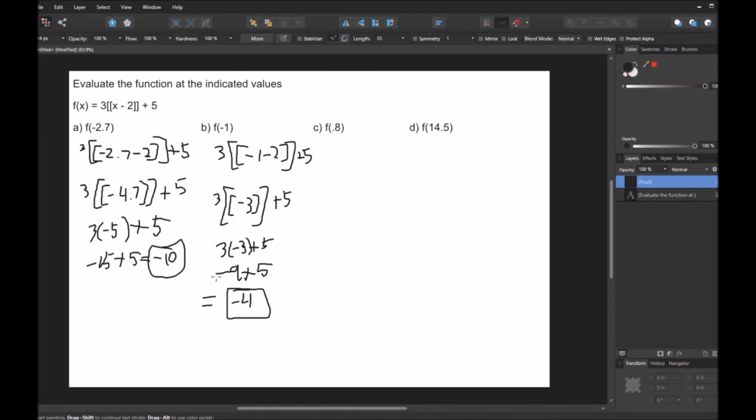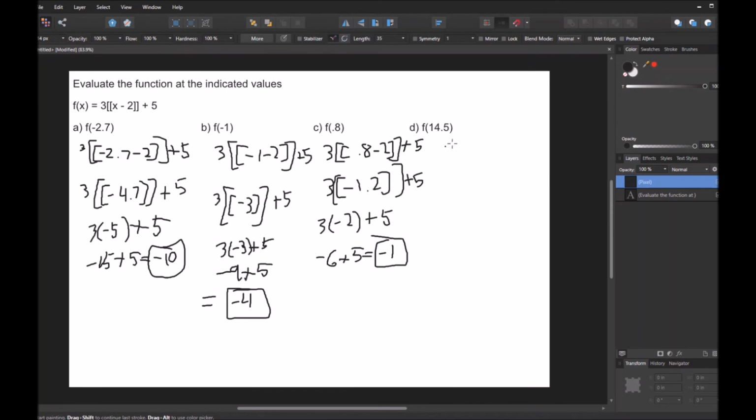Now in this next one we have 0.8. So we're going to do 3 times 0.8 minus 2 plus 5. So 0.8 minus 2 is negative 1.2. So we're going to have 3 times negative 1.2 plus 5. And so because we're rounding down, it's going to be 3 times negative 2 plus 5. So that's negative 6 plus 5, which is negative 1.